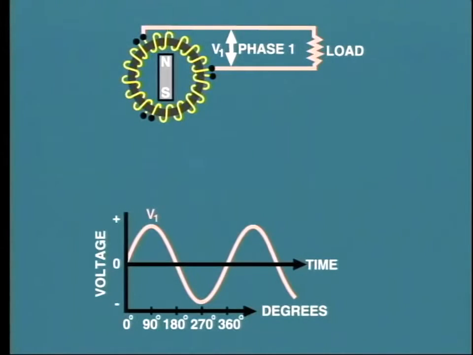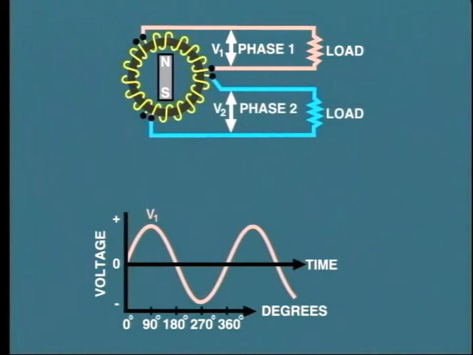Now let's look at various ways of connecting stator windings. In this basic arrangement, the 2 ends of one stator winding are brought to the generator terminals and then connected to feed a single-phase load. In order to generate a second voltage, we can use an additional stator winding, which is placed at an angle of 120 degrees from the first winding. An AC voltage will also be generated in this winding, and it too can be connected to feed a single-phase load. But note, their generation cycles, that is, minimums and maximums, occur at different times.